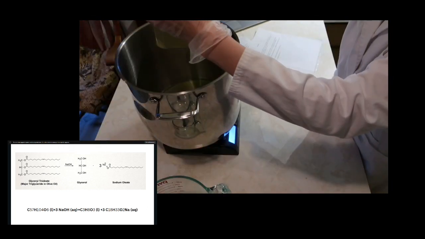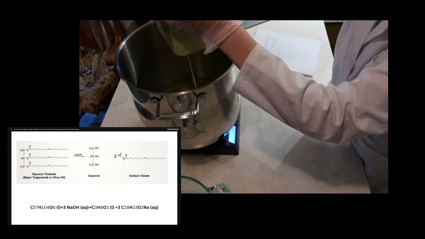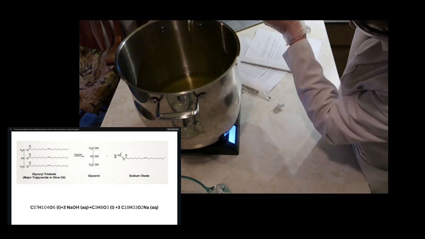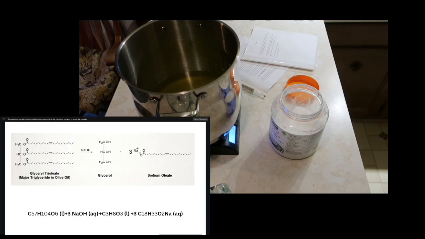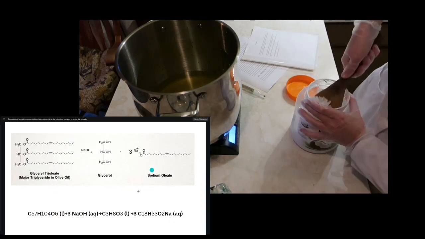Saponification is the reaction of a triglyceride with sodium hydroxide or another strong base, resulting in glycerol and a soap molecule. In this case, the example here is for olive oil.